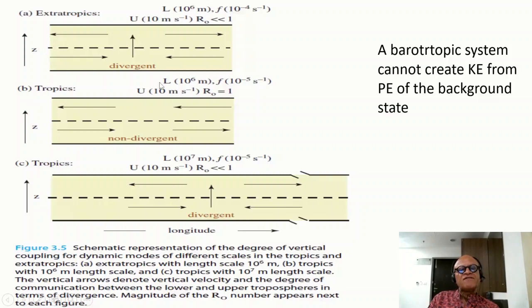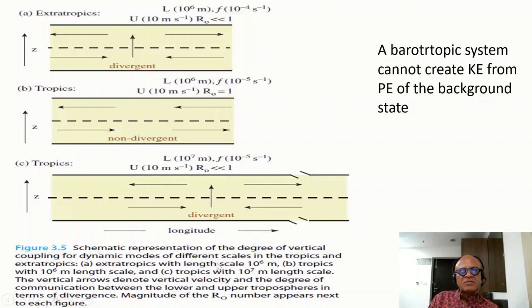In the tropics, if you use the same scaling of 10^6 meters and the appropriate Coriolis parameter and dimensionality of the zonal winds, the Rossby number is close to 1, so you end up with a non-divergent system with upper level easterlies and lower level westerlies.